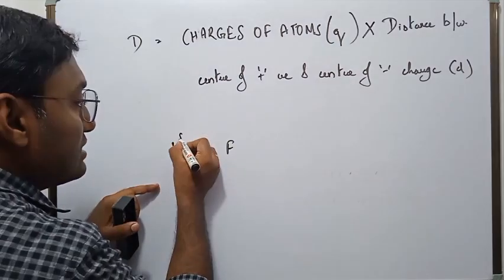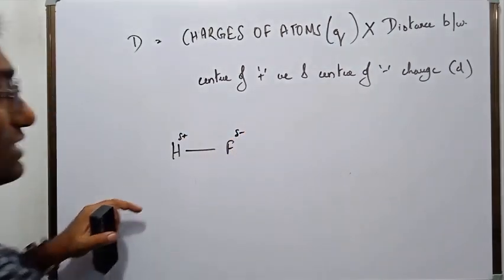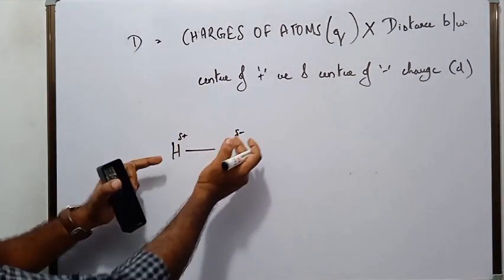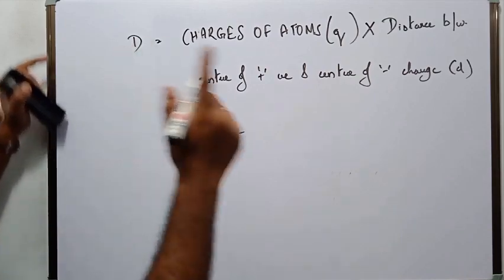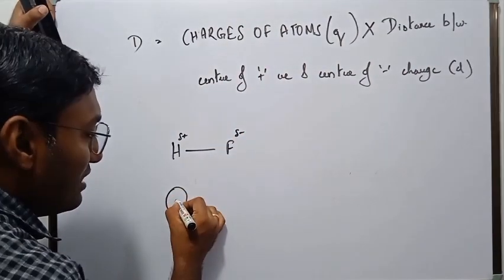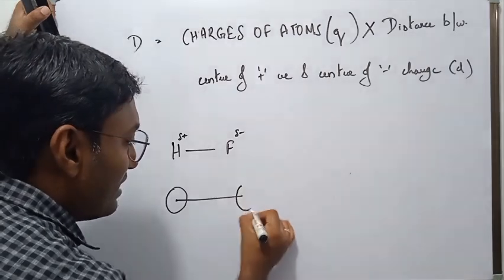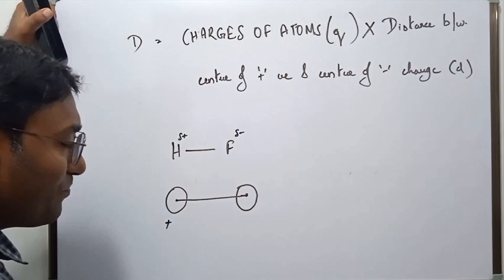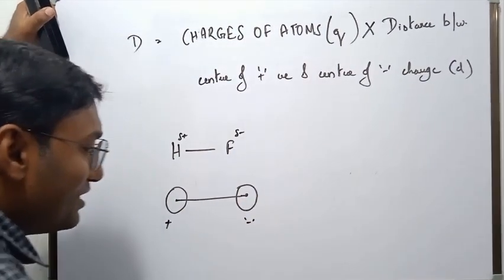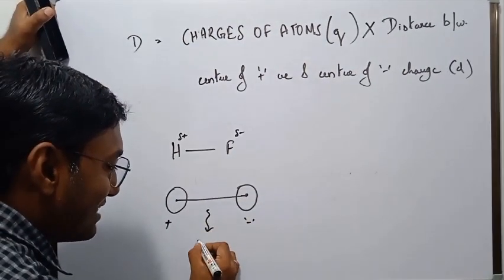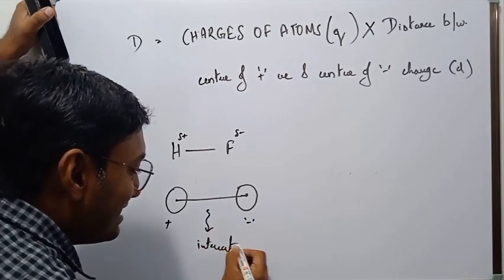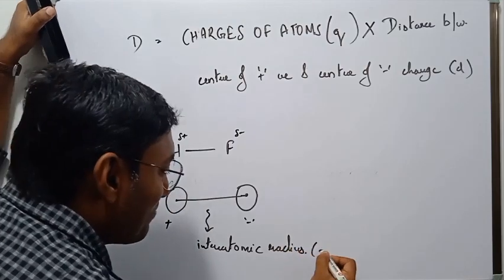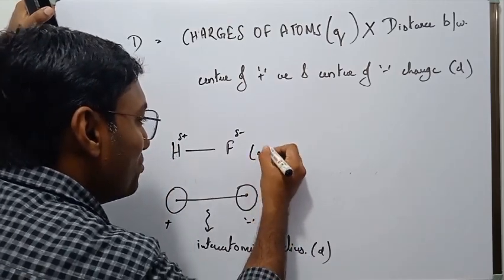The charges, okay, so that is the electronegativity difference. This is +1, so that is the electronegativity difference, the charges of the atom. And one more thing, what is that? The distance. Look at the distance between the H and F atoms, the distance between the center of positive charge and the center of negative charge. That is also called the interatomic radius. It is represented by D, and the charge is represented by Q.